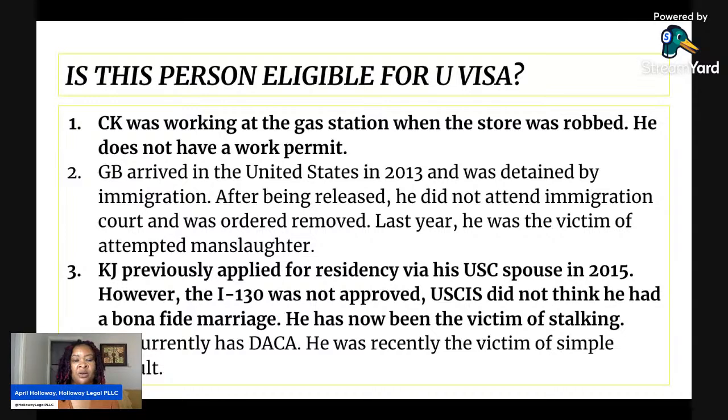The fact that WB currently has DACA is a throwaway fact. It does not matter. People on DACA can also apply for residency via U visa. If the person on DACA entered the United States without permission, they're also going to be eligible to apply for a waiver of that initial unlawful entry. If they've used their advanced parole, that's even better. They already have an unlawful entry. They already have an approved entry. So that's not going to be an issue.